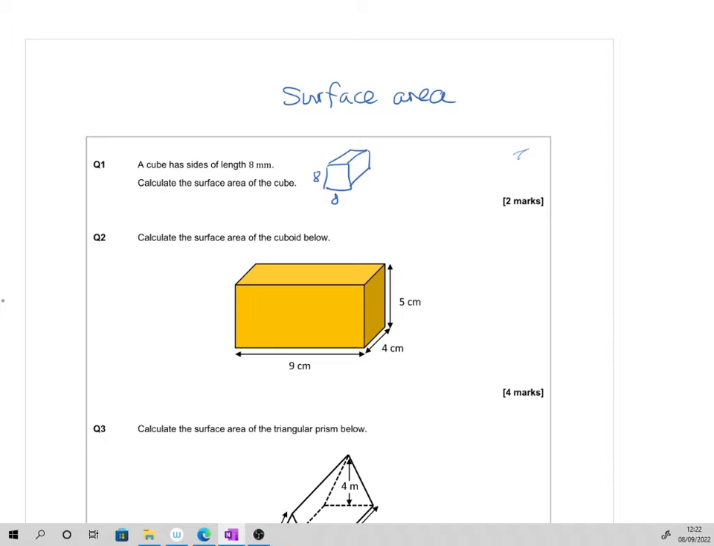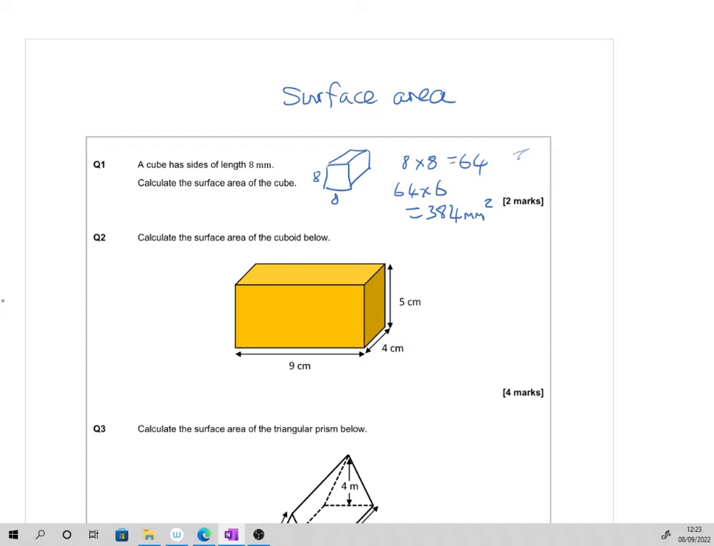because everything's 8. So 8 times 8 is 64, and there are 6 sides. So 64 times 6 will equal 384 what? Millimeters, and it's square. Okay, calculate the surface area of the cuboid.